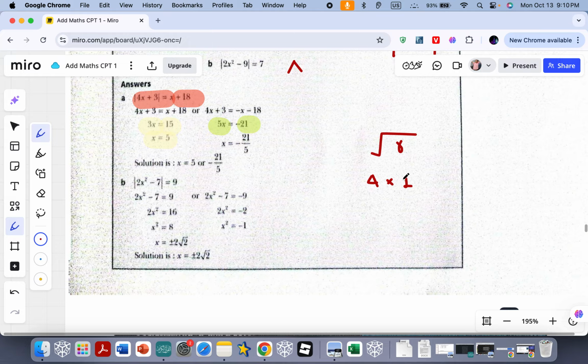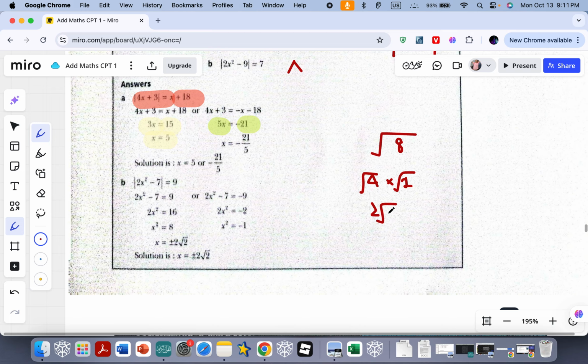Root 4 times root 2. Right? That's the meaning of root 8. You just break root 8 into root 4 times root 2. Now, what is the square root of 4? We get 2. So you just say 2 root 2. 2 times root 2 means 2 root 2.